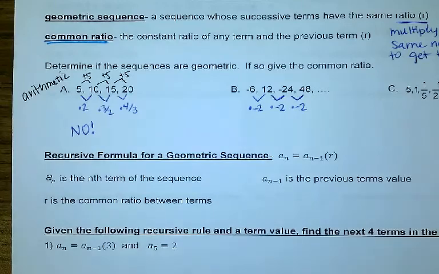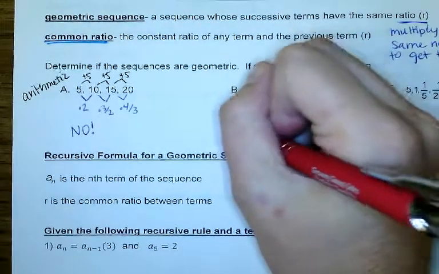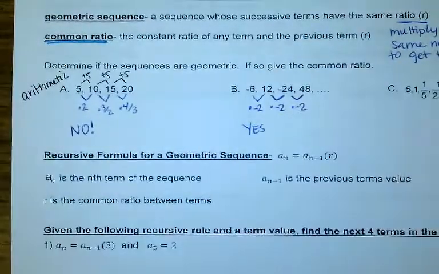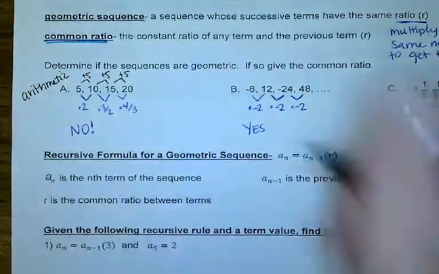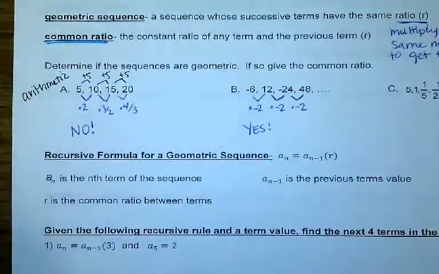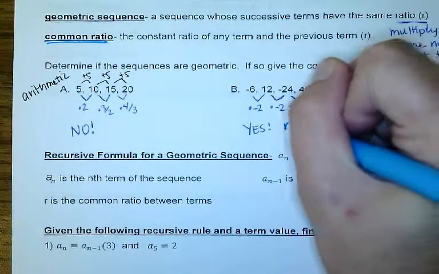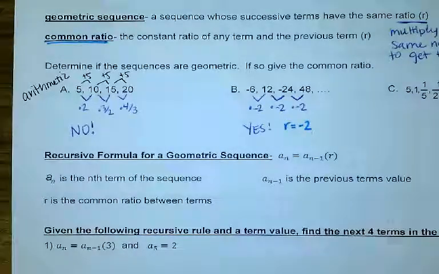So is this one a geometric sequence? Yes, it is, because you're multiplying by -2 every time. Our common ratio is -2. One thing I want you to notice is when your ratio is a negative number, your terms will bounce back and forth between positive and negative, because every time you multiply by a negative, it's going to change that sign. Do you feel good about that?